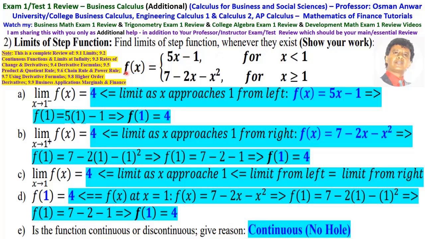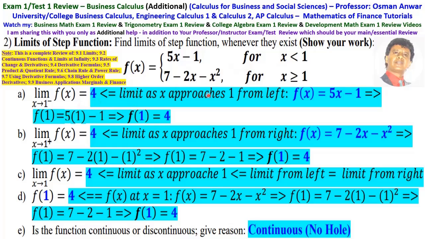So the piecewise function is f of x equals 5x minus 1 for x less than 1, and 7 minus 2x minus x squared for x greater or equal to 1. So A, limit as x approaches 1 from the left. From the left means when x is less than 1.